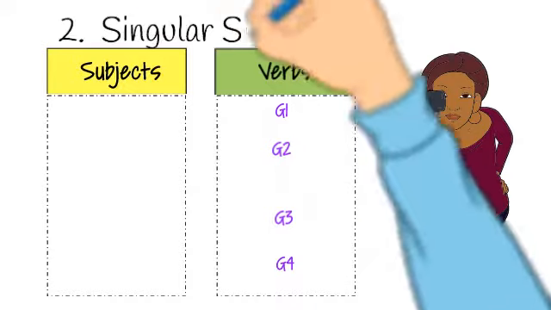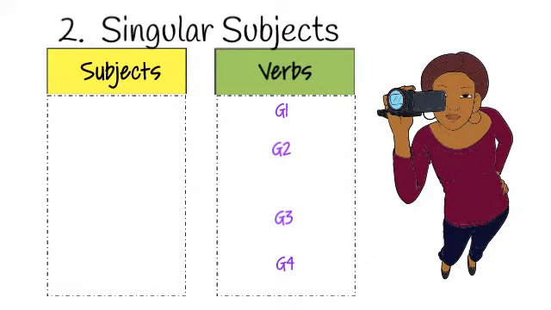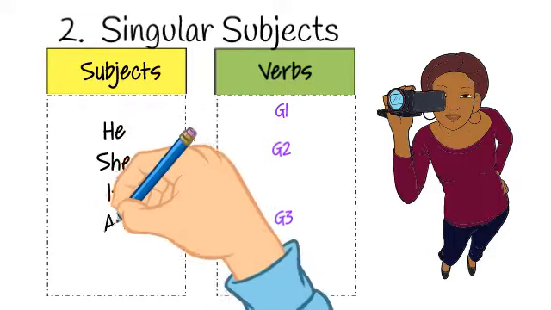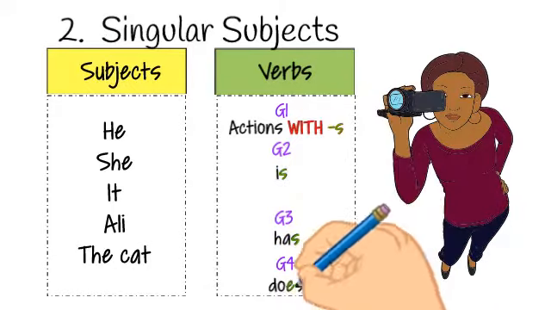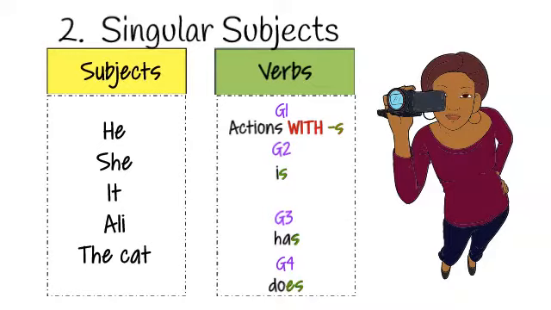Rule number 2. For singular subjects, we use singular verbs. What are the singular subjects? For example, he, she, it, Ali, the cat. Note, there is no S behind the word cat. They will take on verbs G1, actions with S. G2, is. G3, has. G4, does. If you notice, all the singular verbs have S behind.